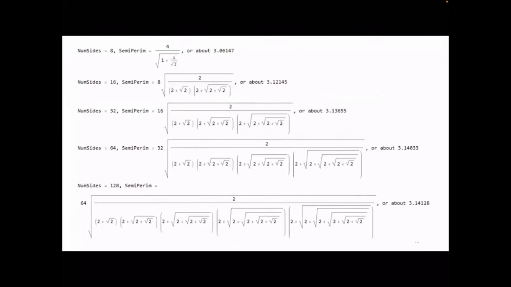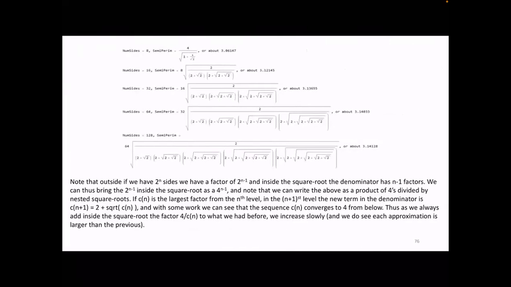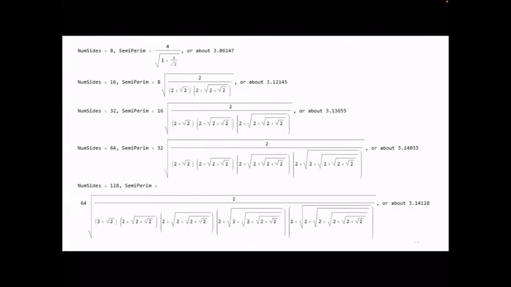And so when you do that, things look a little bit better. If you go up to 128 sides, we get 3.14128. So already at 128 sides, we're getting a pretty good answer. This is much better than what we had to do getting up to like 1 million before. Okay, so this is a good place to stop.